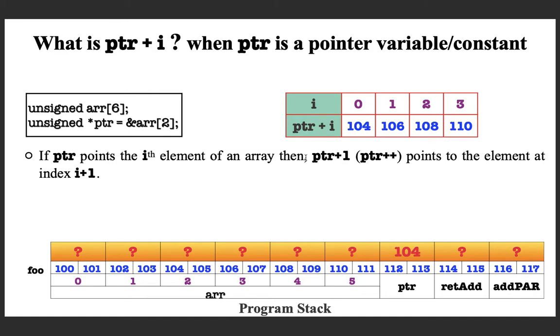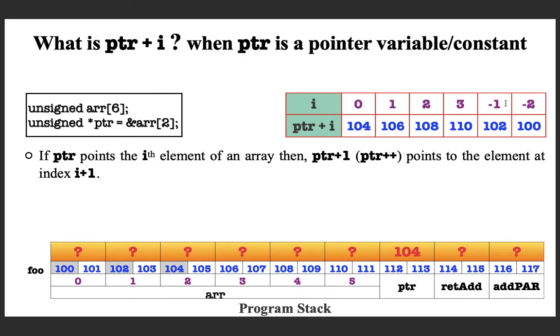And if you want to look at what we discussed: if PTR points to the ith element of an array, then PTR plus 1, or PTR plus plus, you can increment like that also, points to the element at index I plus 1. That is what we see. And in place of I you can also use negative integers.